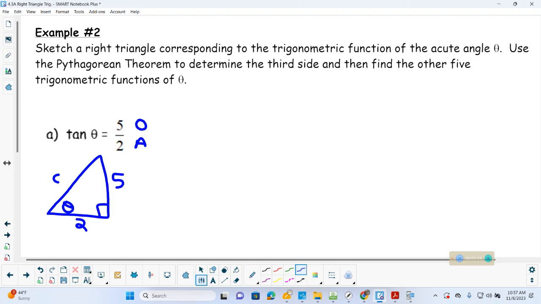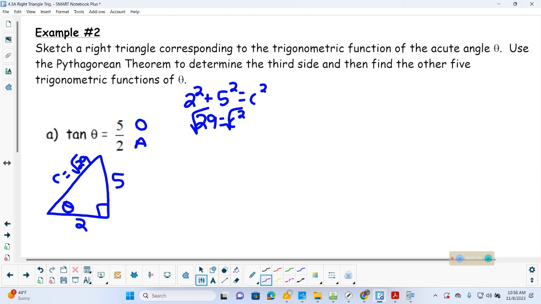So I'm going to do 2 squared, and some of you I know can do this in your head, plus 5 squared equals c squared. I like that left-hand side because I've got 4 plus 25, 29, which is prime. So I'm just going to go ahead and label on the picture square root of 29. Now, same thing, it wants the 5 remaining trig functions.